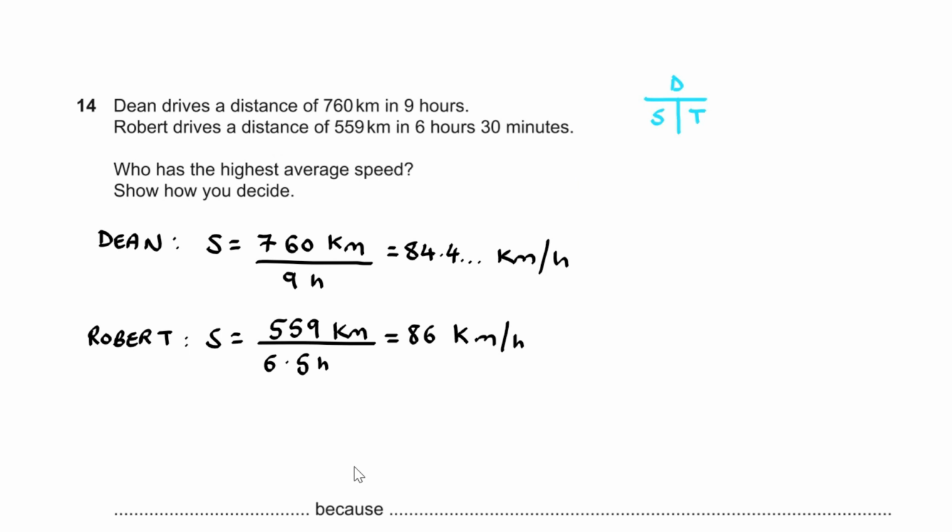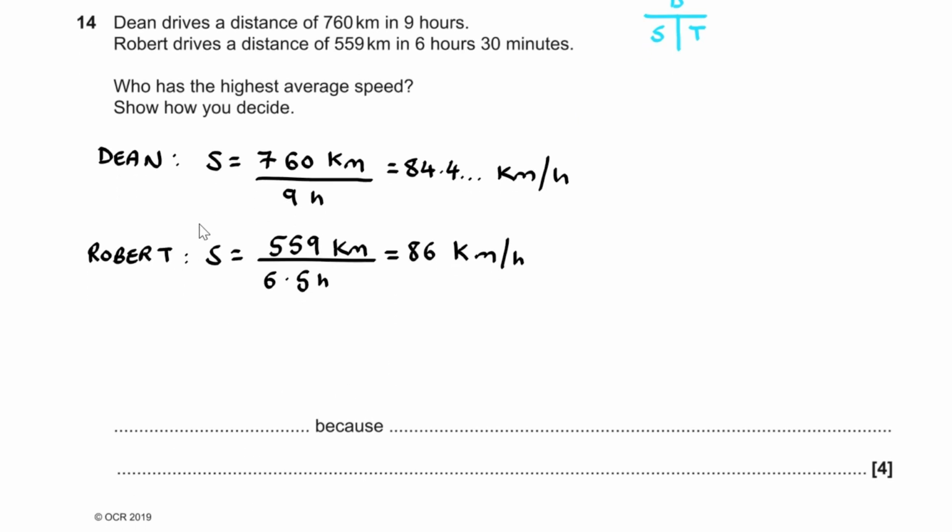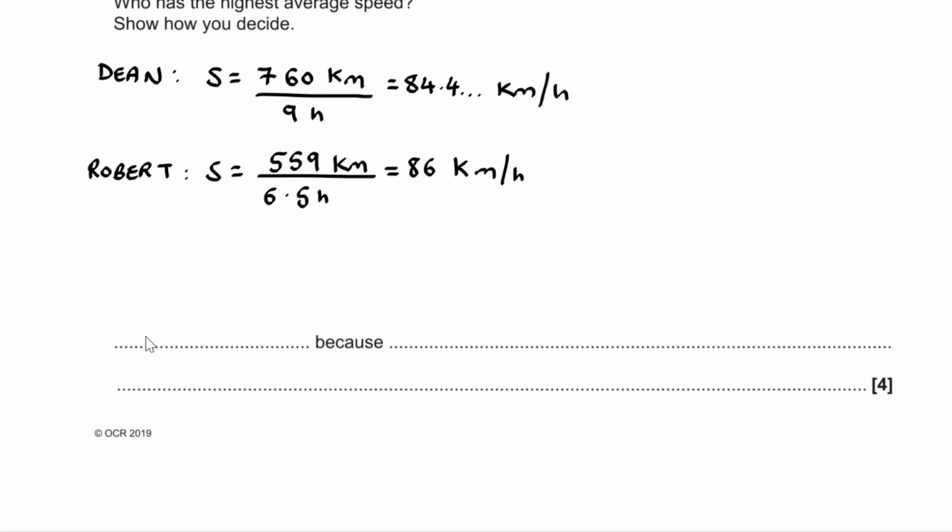And therefore, when we come to see who has the higher average speed, we can conclude Robert would have the higher average speed because the 86 kilometers per hour is greater than the 84.4, etc. kilometers per hour.